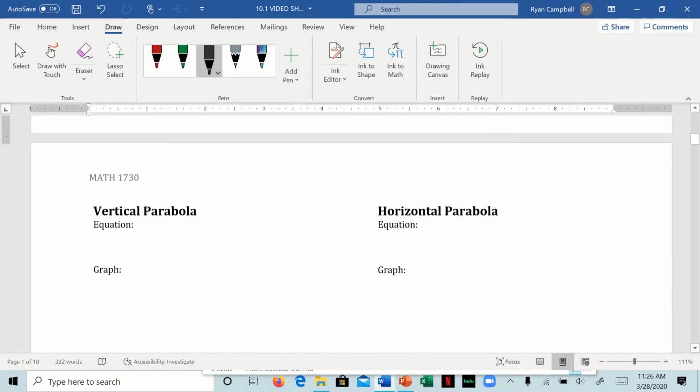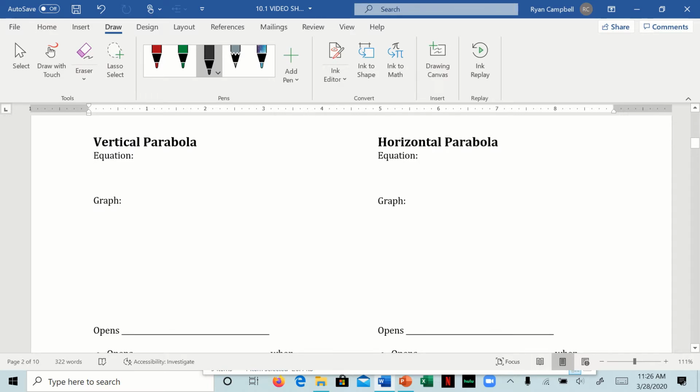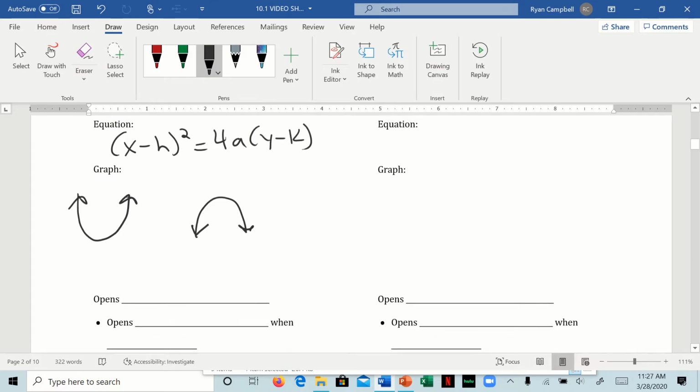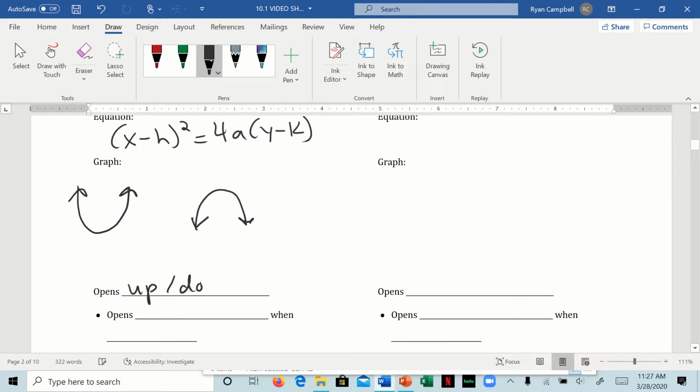So we have two different ways to draw this. We have a vertical parabola and a horizontal parabola. We're not going to talk about any other types, just the horizontal and the vertical. A vertical parabola, obviously, is either going to go up or it's going to go down. So for a vertical one, the equation is going to be (x minus h) squared equals 4a times (y minus k). So if it opens up or opens down, we can see that's how it's going to go.